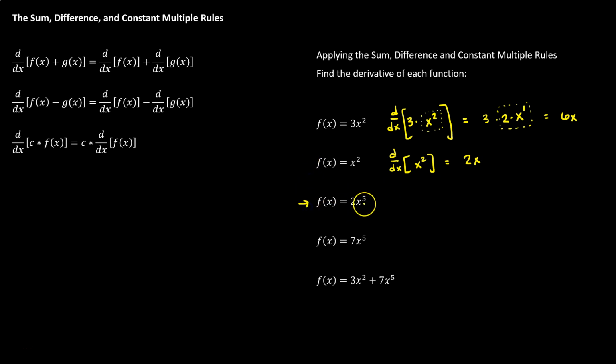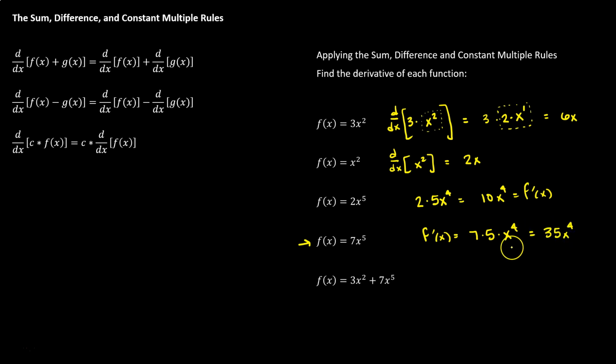Our next one, maybe we're getting the hang of it here. We hold the 2 for a moment, take the derivative of x to the 5th power. That would look like 5x to the 4th power. But don't forget we had a constant multiplier of 2, so it's really 2 times 5x to the 4th, which would be 10x to the 4th. That's our f prime. Let's try another one. 7x to the 5th power, that would become 7 times 5 times x to the 4th, or 35x to the 4th.